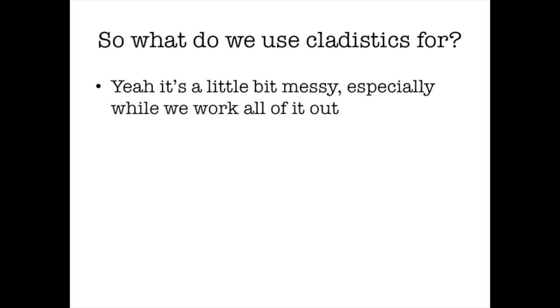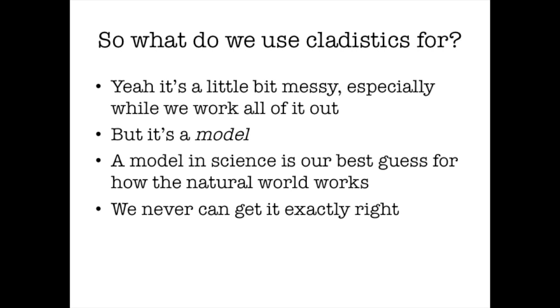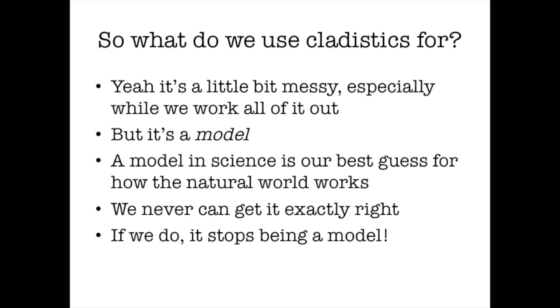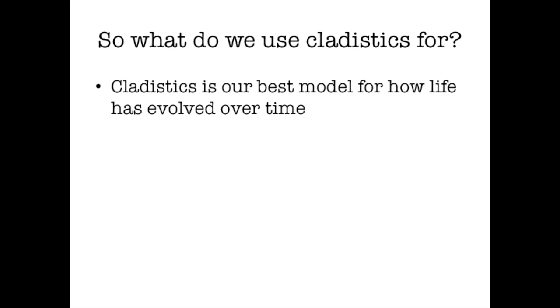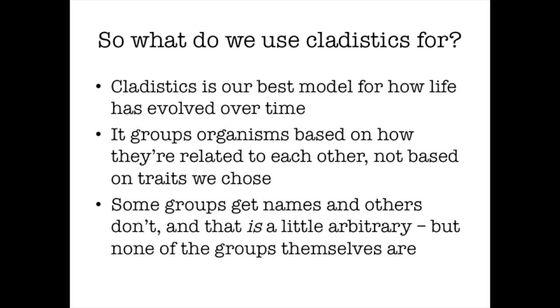Yeah, cladistics is a little bit messy, especially while we work it all out, but it's a model. A model in science is our best guess for how the natural world works. If we got it exactly right, it would cease being a model, so we just try to do our best. Cladistics is our best model for how life has evolved over time. It groups organisms based on how they're related to each other, not based on traits we chose. Some groups get names and others don't, and that is a little arbitrary, but none of the groups are.